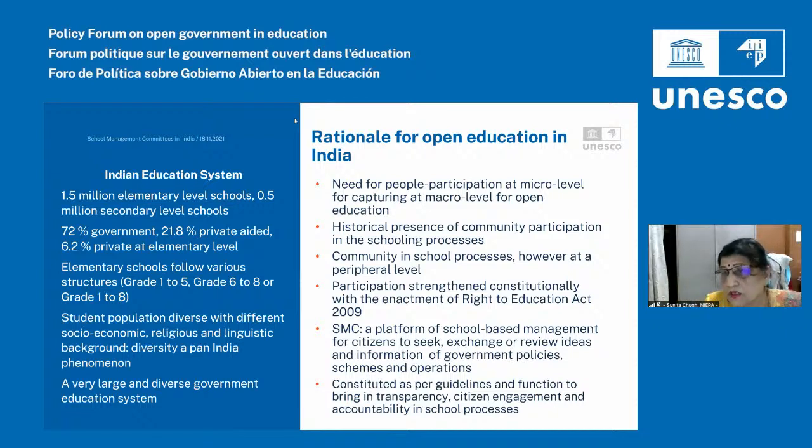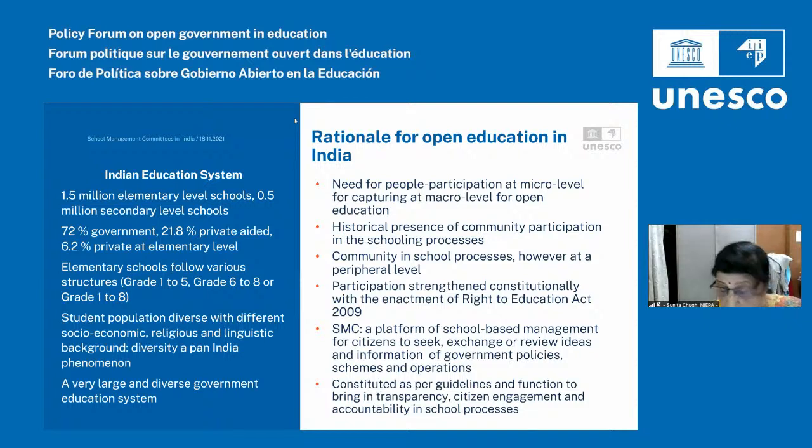Elementary schools follow various structures: grades 1 to 5, 6 to 8, and 1 to 8. And the SMC structures have been made mandatory in these elementary schools. The students' population, as far as Indian society is concerned, is diverse, with different socioeconomic, religious, and linguistic backgrounds. So I am proud to say that diversity is a pan-India phenomenon. It is a very large and diverse government education system.